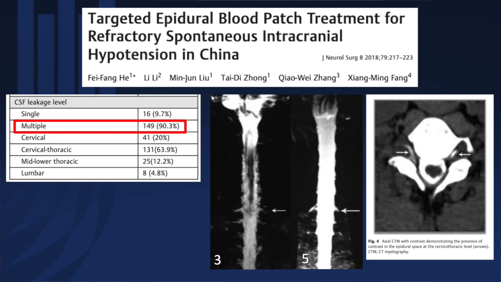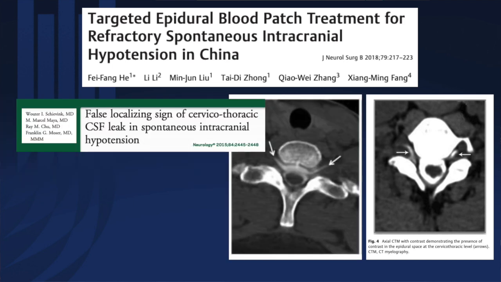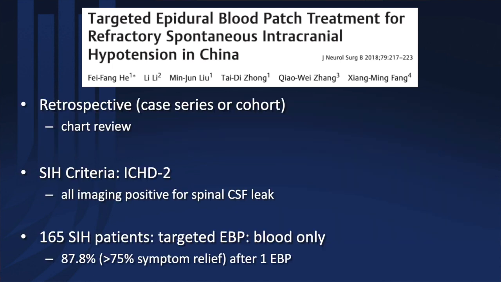I'm not sure where that leak is, if that's the leak. And then this is the false localizing sign that was shown at the C7T1 level. That was Wouter and Marcel again. You guys keep publishing these false localizing things. It's great. Okay, so what do we see here?